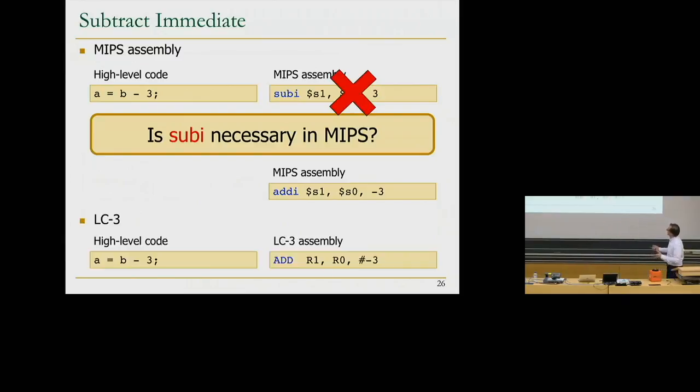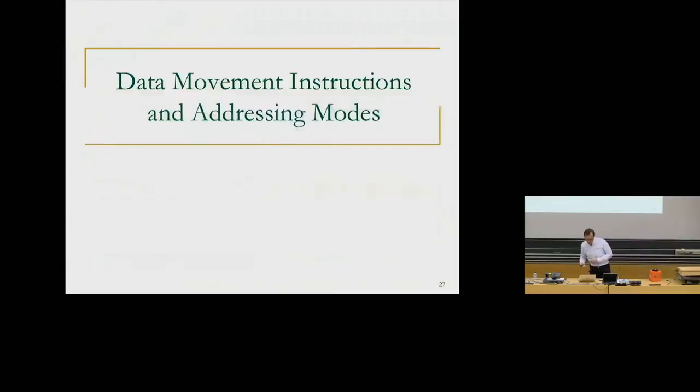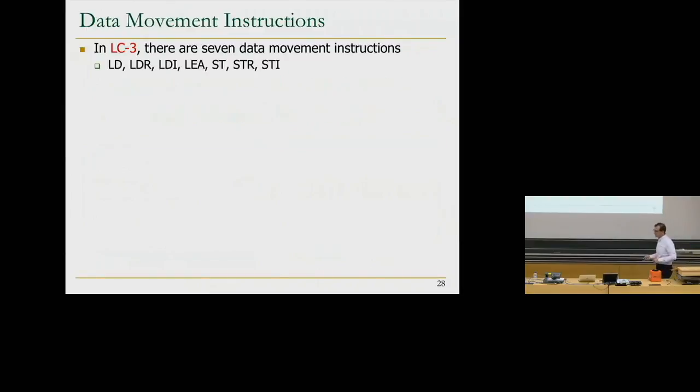In LC3, you can do the same thing, basically. This is the add operation with an immediate. Okay, hopefully this is obvious, right? It's clean. Okay, so we're done with the operate instructions. Now let's take a look at data movement instructions and the addressing modes. We're going to look at different addressing modes now. So in LC3, there are 7 different data movement instructions. We're going to cover a bunch of them.